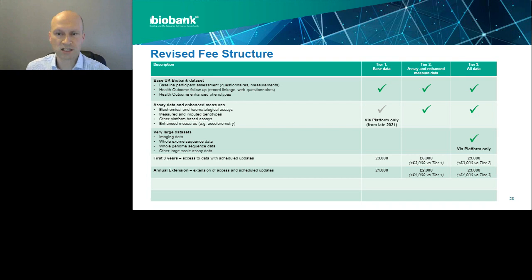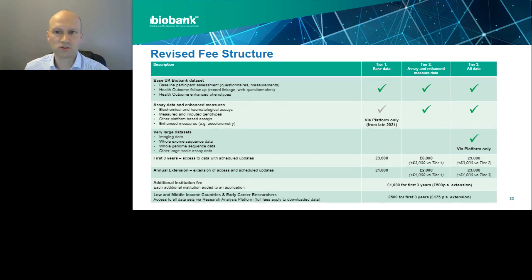These are the new data access and extension fees. The addition of a collaborating institution to an application will cost £1,000 for the same three-year initial period, irrespective of the tier of data being accessed, with annual extensions available for £500 per annum. As noted earlier, low and middle income countries and early career researchers will continue to have a discounted fee of £500. But following introduction of the research analysis platform, this access will be through the platform where researchers can take advantage of the research credits Mark outlined in the previous session.